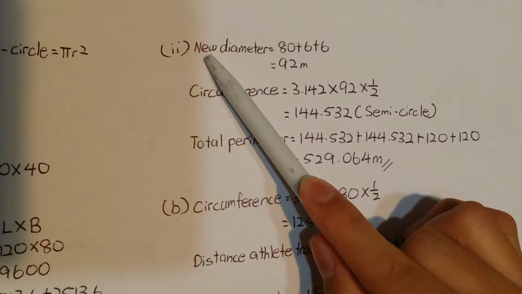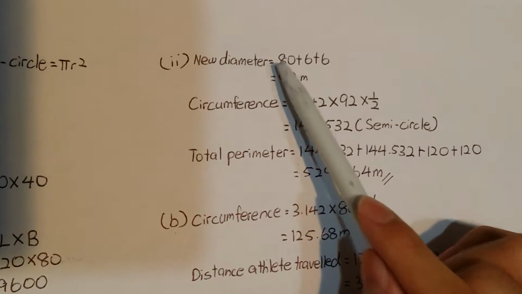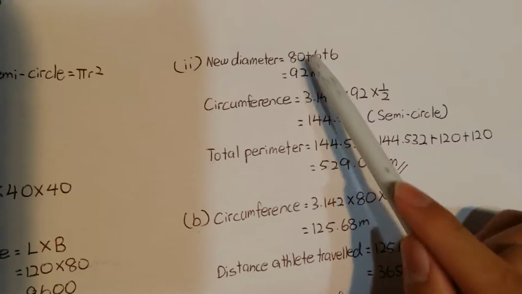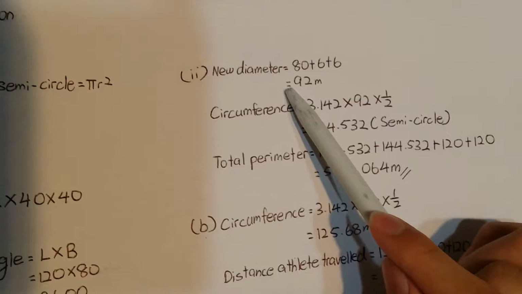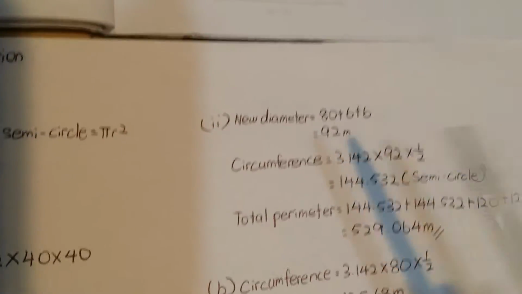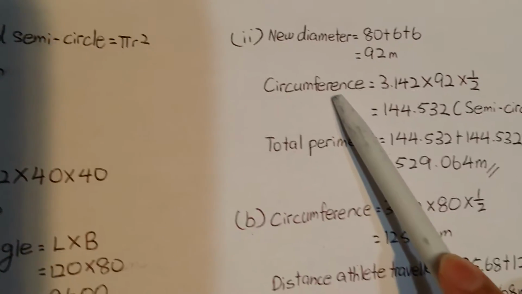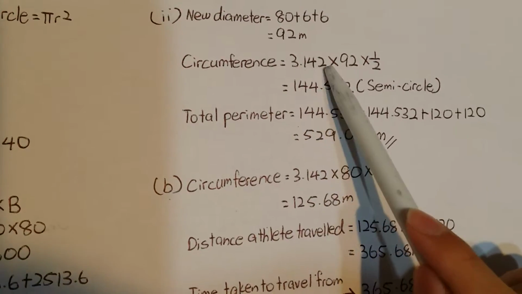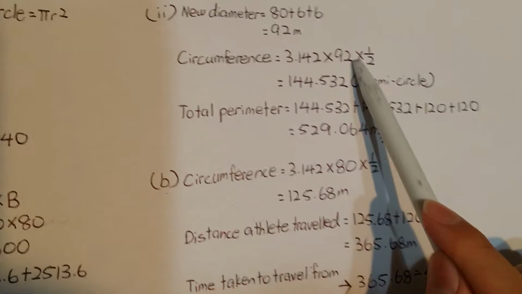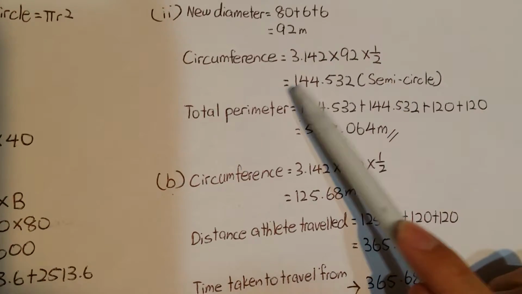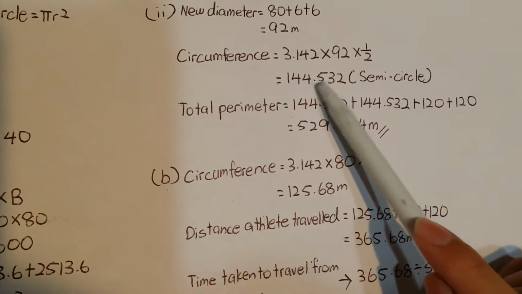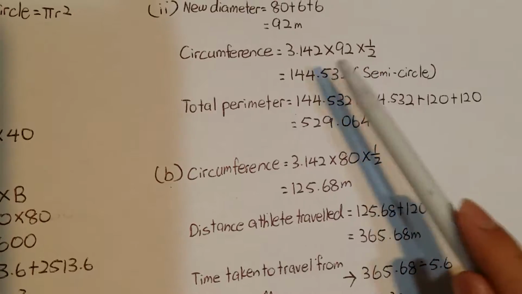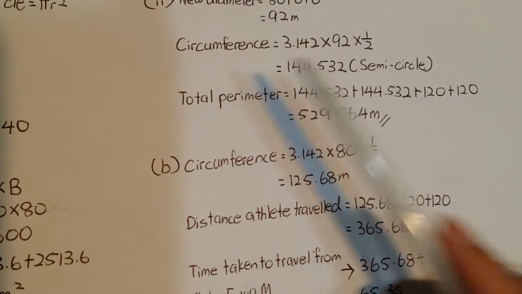First, we need to find the new diameter, which is, we take the old diameter of 80 plus 6 plus 6, which will give us the new diameter of 92 meters. Next, we find the circumference of the semicircle, which is 3.142 times 92 times half, which will be equal to 144.532. This is the circumference of the semicircle.